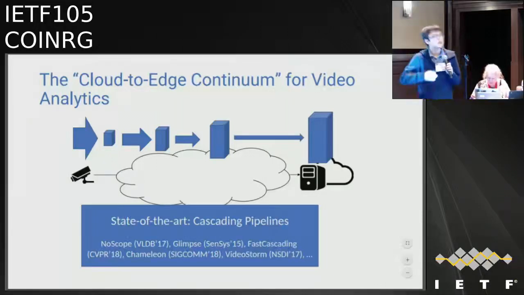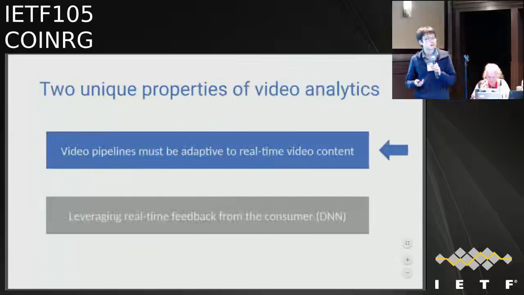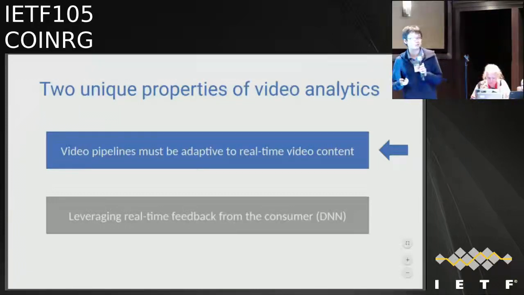Okay, so far all I have talked about is very similar to everything you have seen in edge computing, right? But there are actually two unique properties of video analytics. The first property is that the video pipelines must be very adaptive to the real-time video content. In a nutshell, what that means is when the video content changes over time, the resource demand for these video analytics pipelines will vary dramatically over time as well. That makes resource provisioning very challenging.